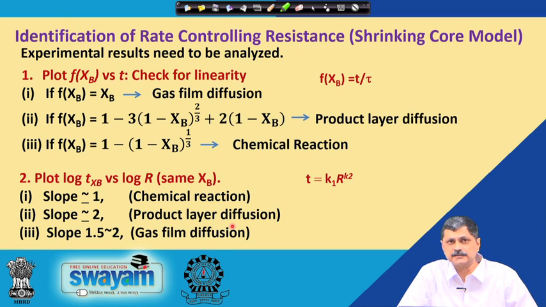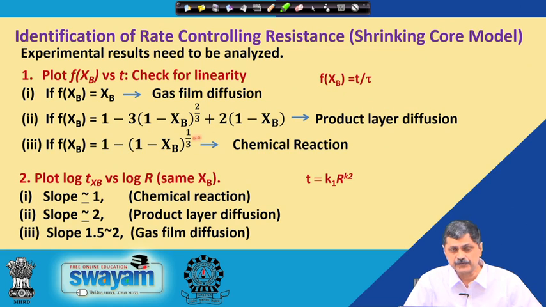But this function is different. You see, we show this function of x b. This is for gas film diffusion control, this is for product layer diffusion control, and this is for chemical reaction resistance control. Now, from the experimental results we will get conversion at different times of reaction, and we will plot this f of x b versus t and check for linearity. The one which shows the best linearity indicates the rate controlling resistance.